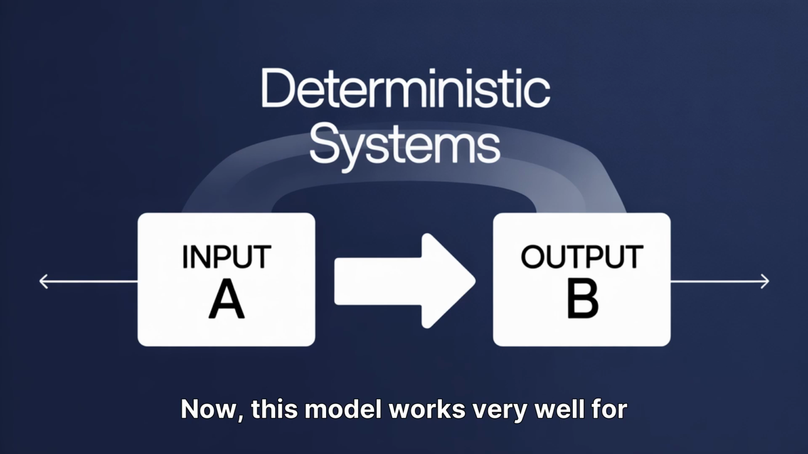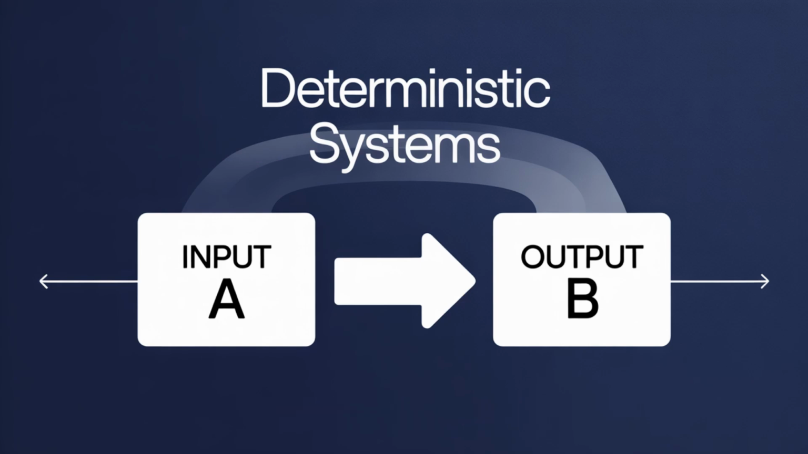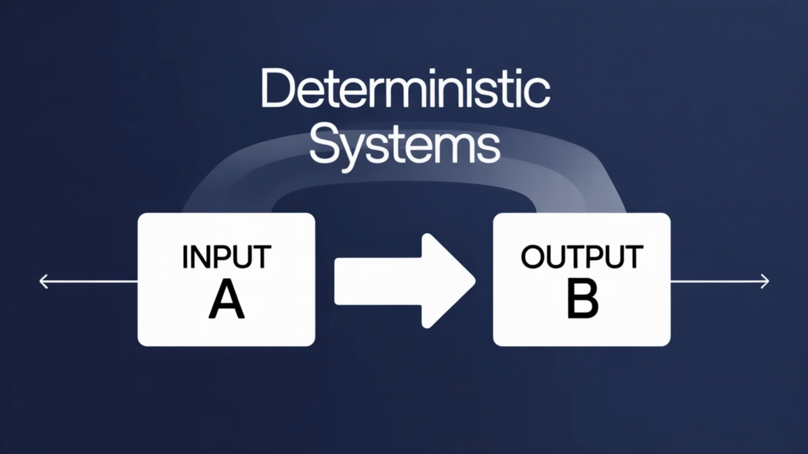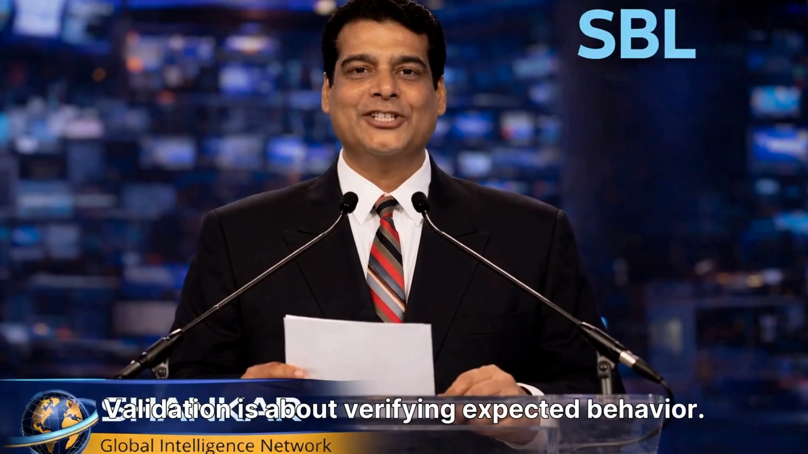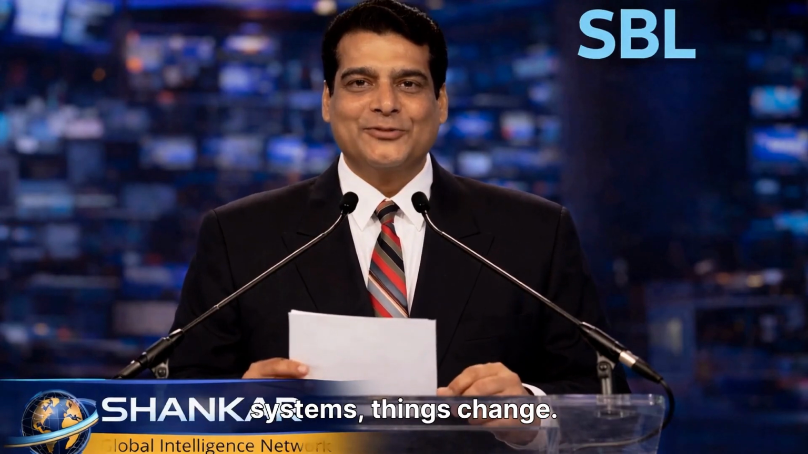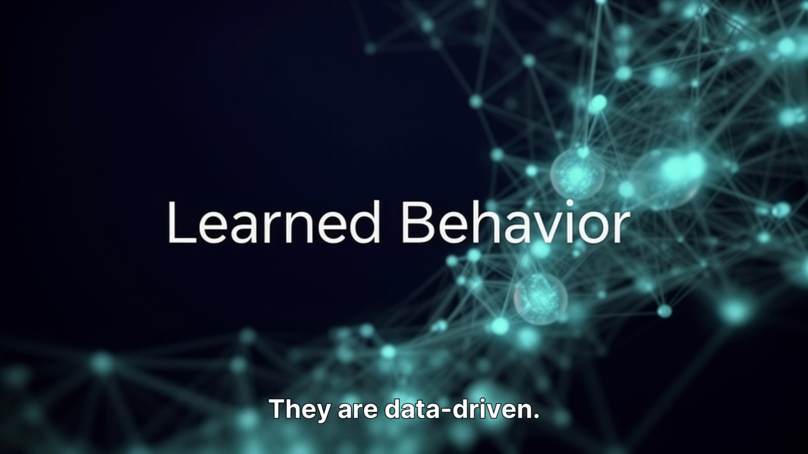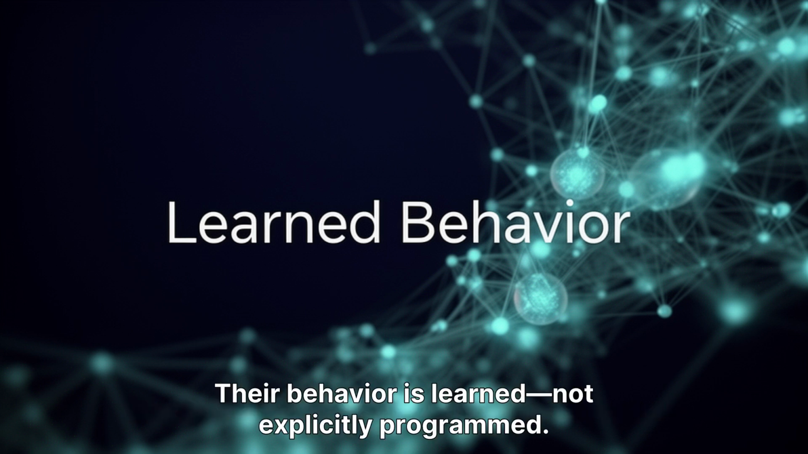Now this model works very well for traditional systems, because traditional systems are deterministic: same input, same output. Logic is predefined. Validation is about verifying expected behavior. But when we move into machine learning systems, things change. Machine learning models are not rule-based. They are data-driven. Their behavior is learned, not explicitly programmed.